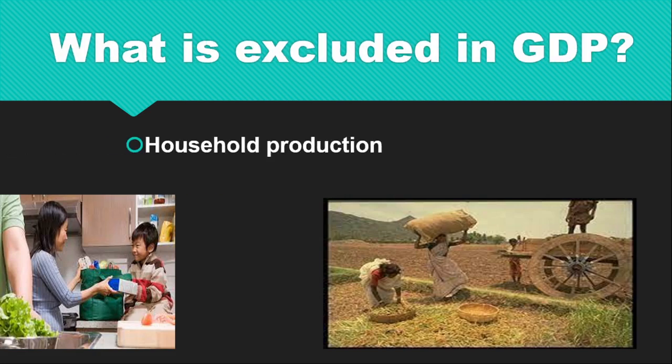Right. The next one is household production. So household production is also not part of GDP because it's not recorded. So when you buy, for example, cake mix to go make a birthday cake at home, that is not recorded in GDP because the transaction or the production itself is not even recorded, right?